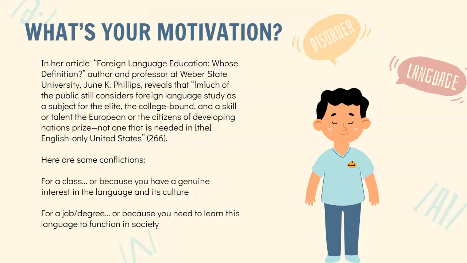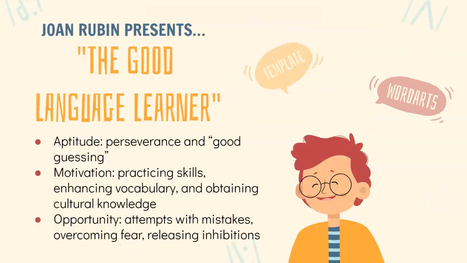So here are some possible conflictions. What's it going to look like if you're learning this for a class as opposed to actually having a genuine interest in the language and its culture, because culture, in my opinion, has to go hand in hand with the language to truly pick it up and immerse yourself in it. Another example, are you doing this for a job application or simply for a degree that looks good? Or are you doing this because you're an ENL student, like we saw on the last slide, where you are forced to learn this language to be able to function in society? So the severity is different there. The motivation is going to look different. And that's just one way that the language acquisition process can look really different for different people.